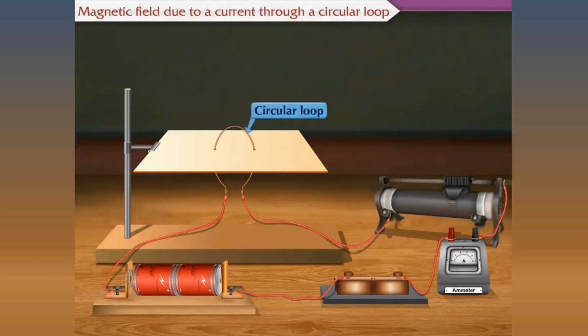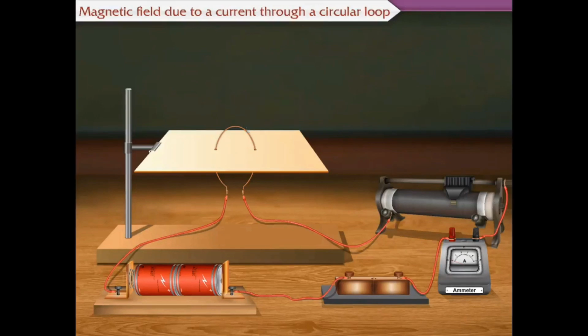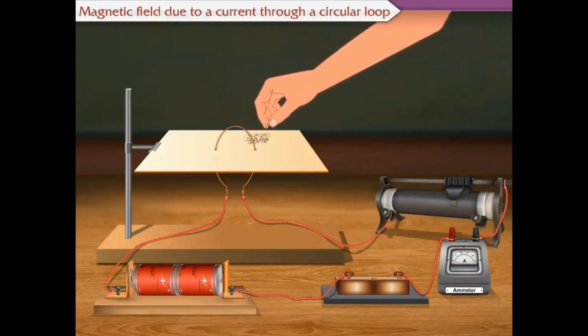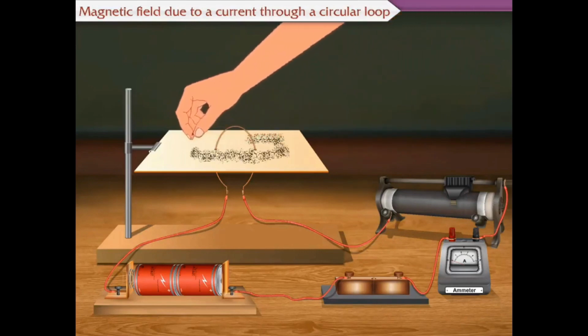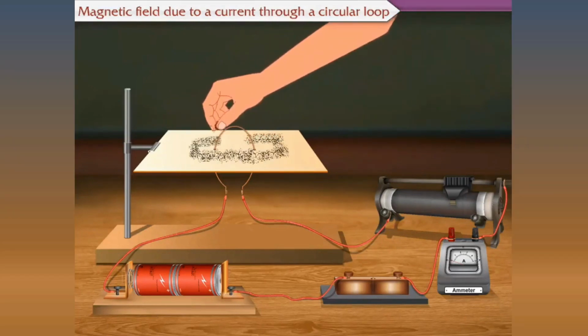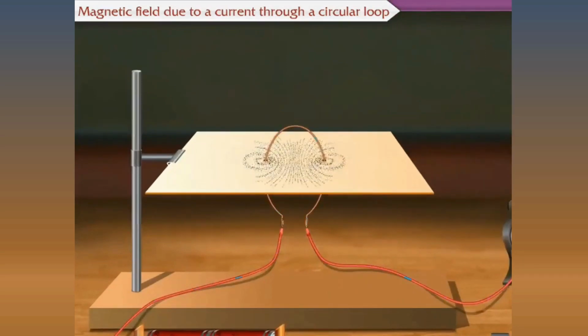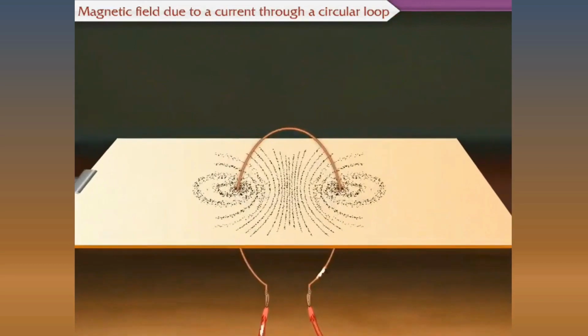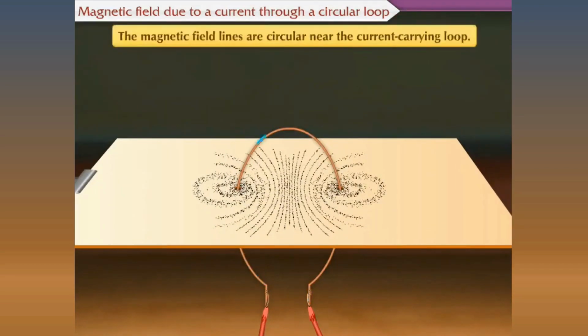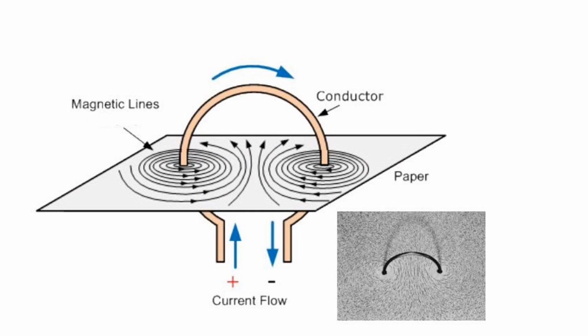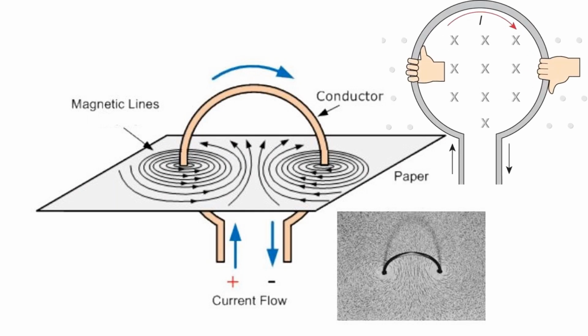What do you think will happen to the magnetic field lines when the straight conductor is bent into a circular loop? We sprinkle some iron powder around the loop. After some time, we will see that the magnetic field lines are produced at each point of the loop. The magnetic field lines are circular near the current-carrying loop. Again, we can use the right-hand grip rule to check the direction of magnetic field lines near the loop.